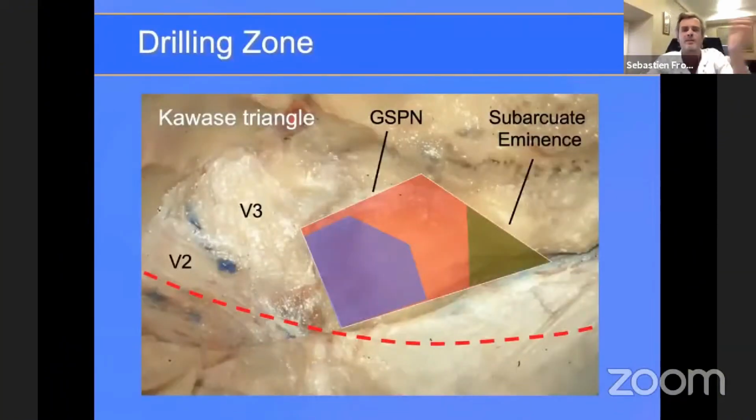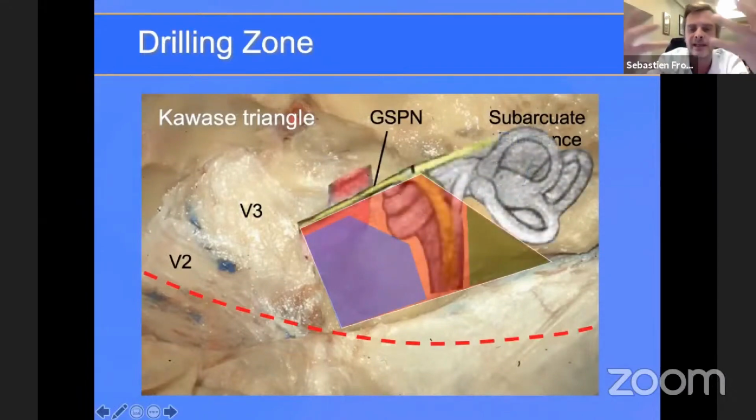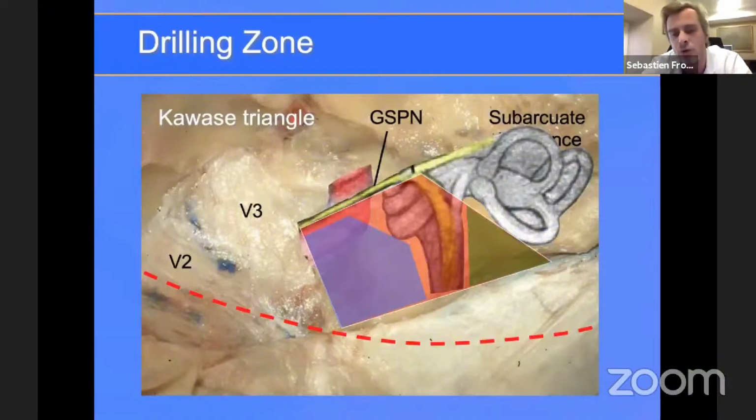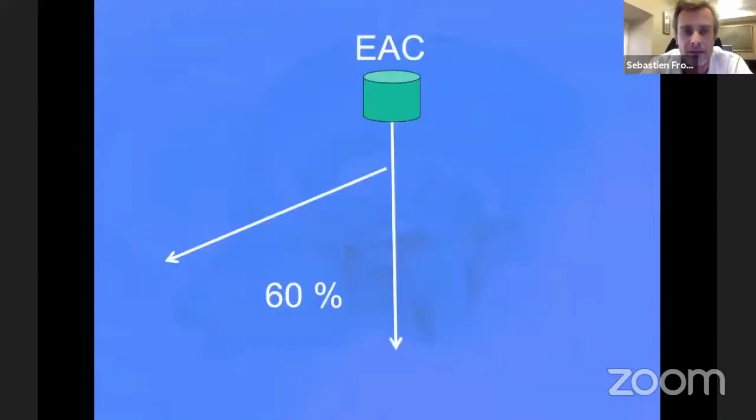So this is what we expose. The Kawase triangle, limited by V3, limited by the GSPN, limited by the arcuate eminence and the petrous apex. Three areas of drilling: the premeatal corridor, the meatal area above the internal auditory canal, and the postmeatal triangle. And this is defined by landmarks: the GSPN, the cochlea below the bone, and the superior semicircular canal, not always completely below the arcuate eminence.